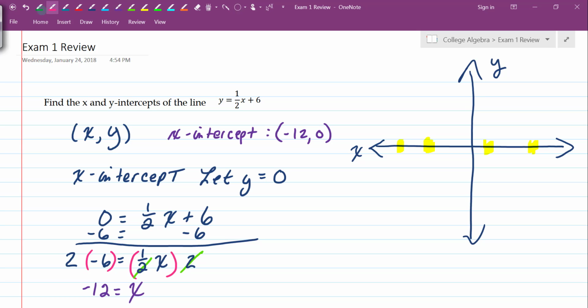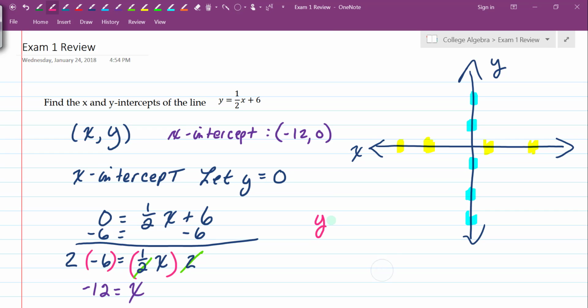Now let's solve for our y-intercept. Our y-intercept means that we are sitting right here on the y-axis. We are not going in the positive direction on x, and we're not going in the negative direction on x. We have to stay right here, which means therefore x equals 0.